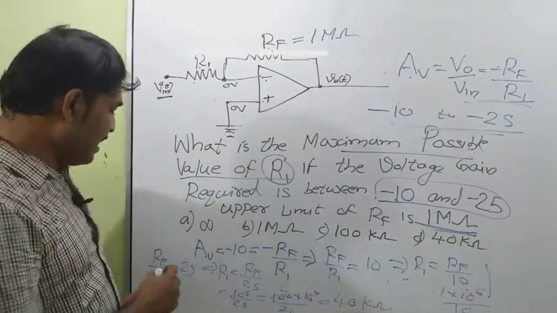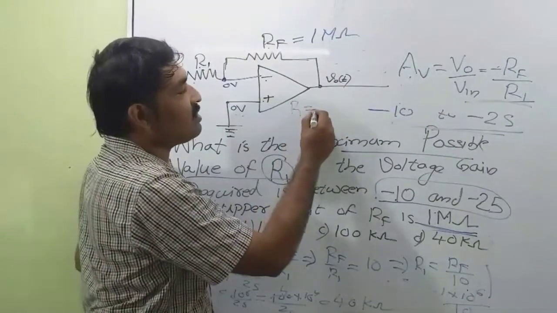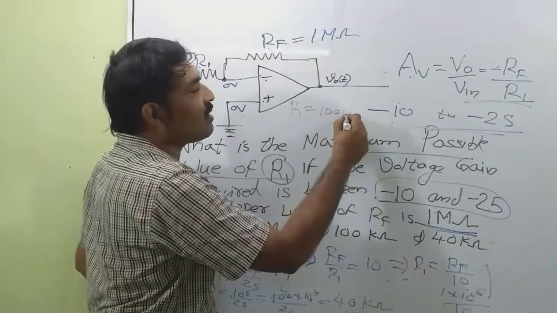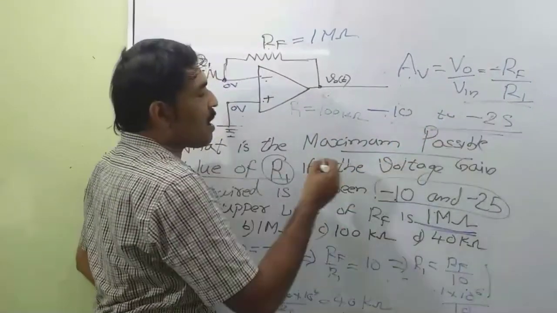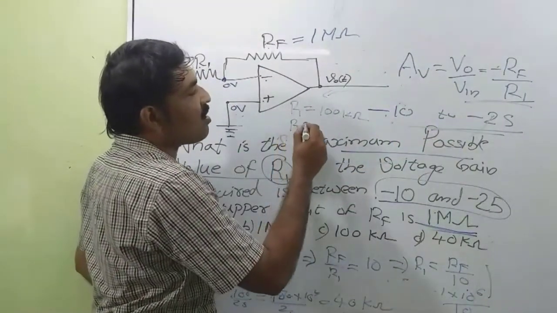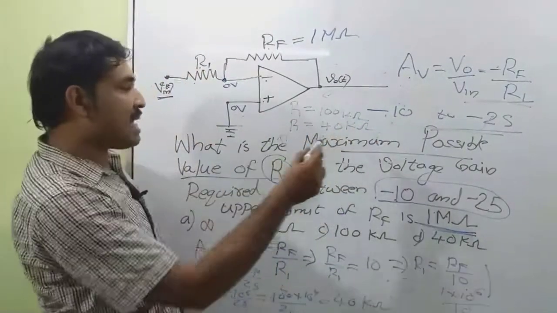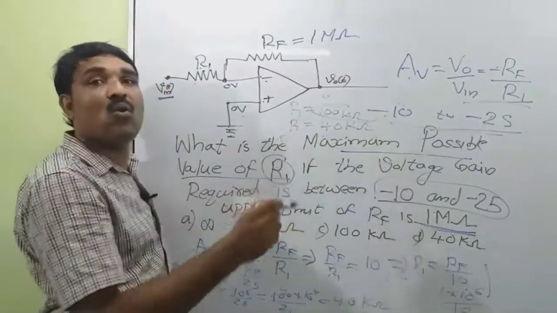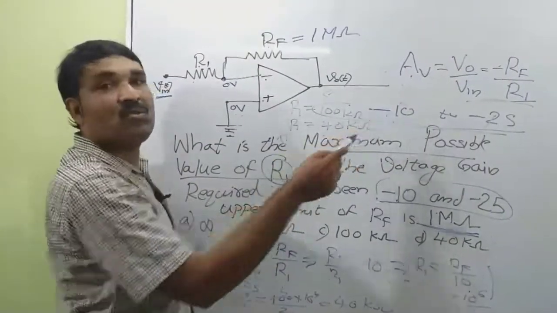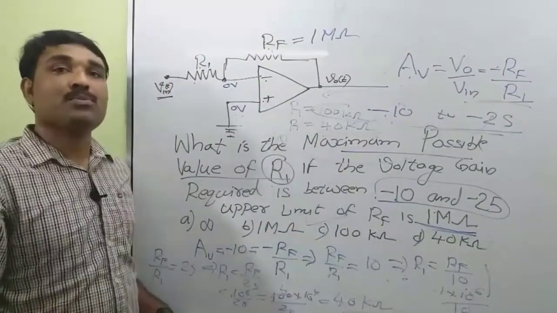So when gain is equal to minus 10, R1 is equal to 100 kilo ohm. And when gain is equal to minus 25, R1 is equal to 40 kilo ohm. So the maximum possible value of R1 is 100 kilo ohm, that is when gain is equal to minus 10. So C is the correct option.